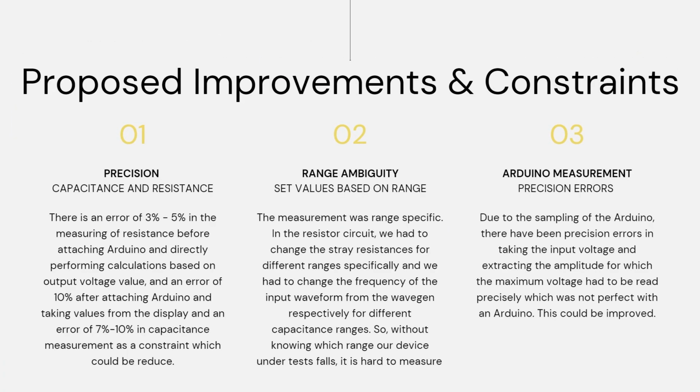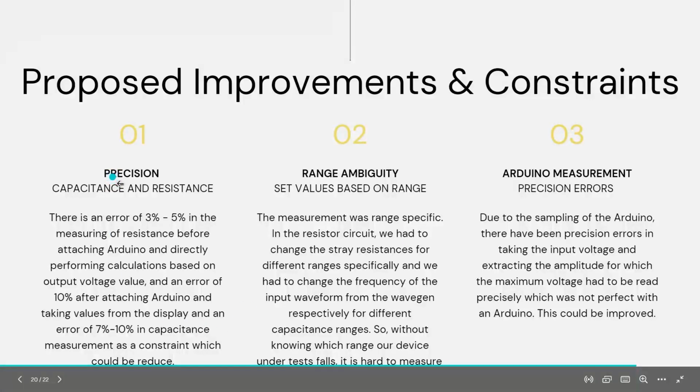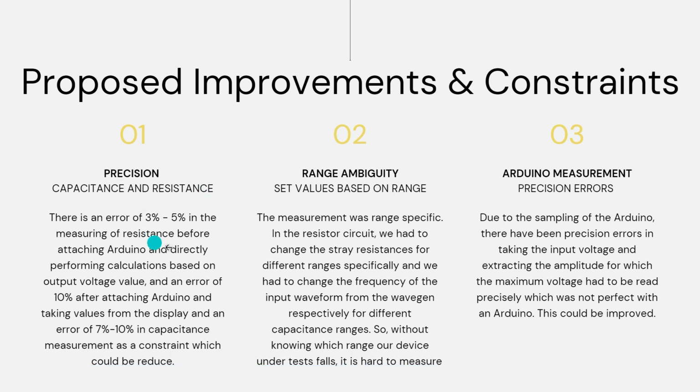These are the proposed improvements and constraints. Aruna will explain this. So coming to the improvements and constraints, the very first improvement and constraint that we could talk about is the precision, both in capacitance and resistance. So here we would like to measure our error rate. The error, as we measure from experimental results, is like 3 to 5% in the resistance circuit.